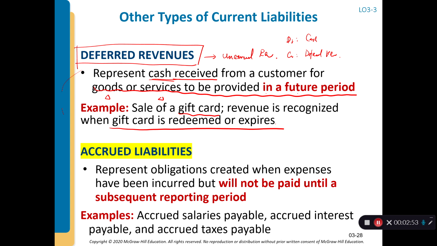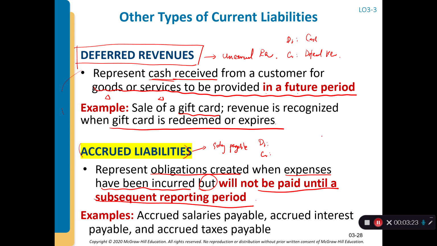Accrued liability also sounds really confusing, but essentially what it's saying is salary payable. That's what I tell the financial accounting students. Basically, accrued liability means the obligation created when the expense has been incurred, when you already used certain services but didn't pay for them yet, and you will pay in a subsequent reporting period, right?